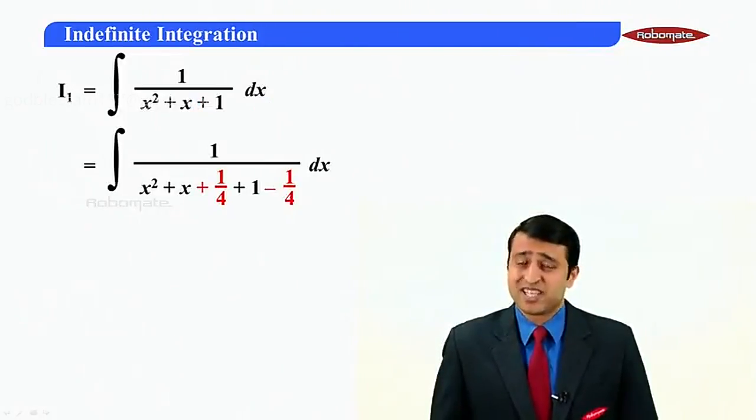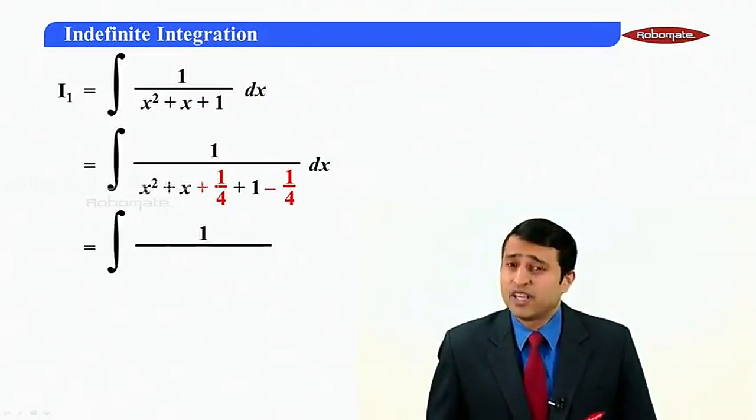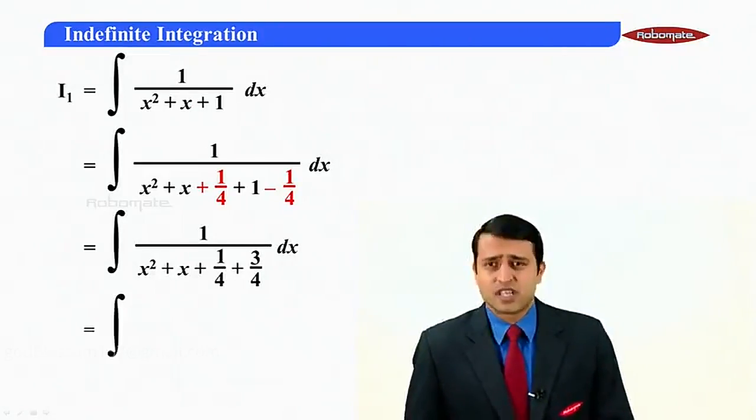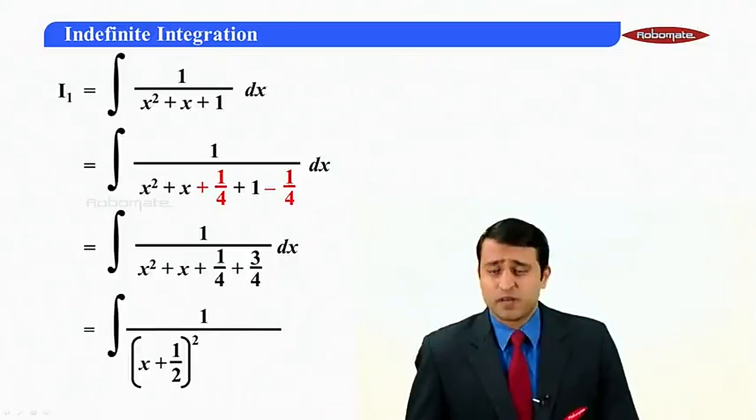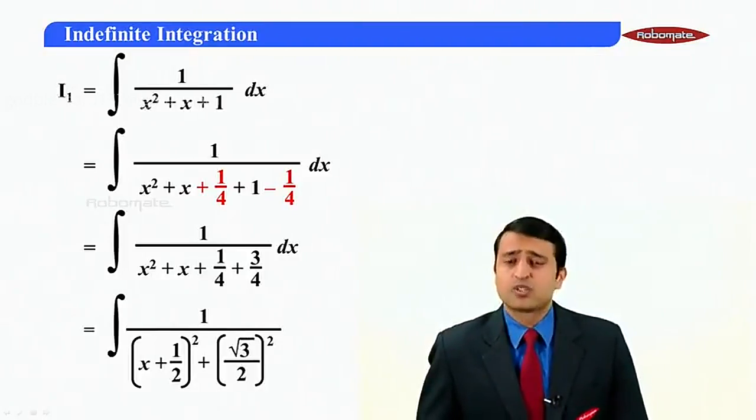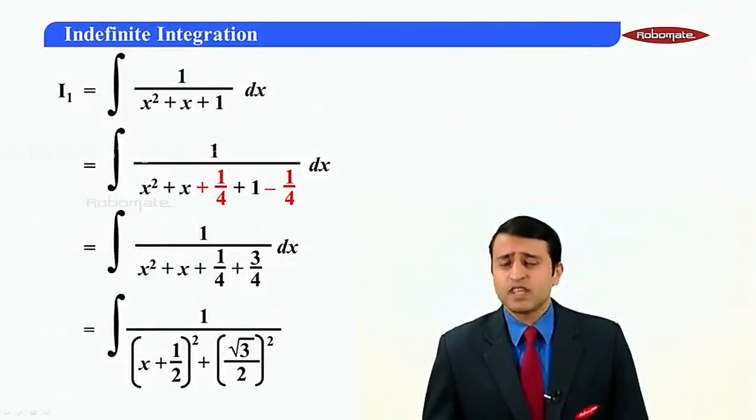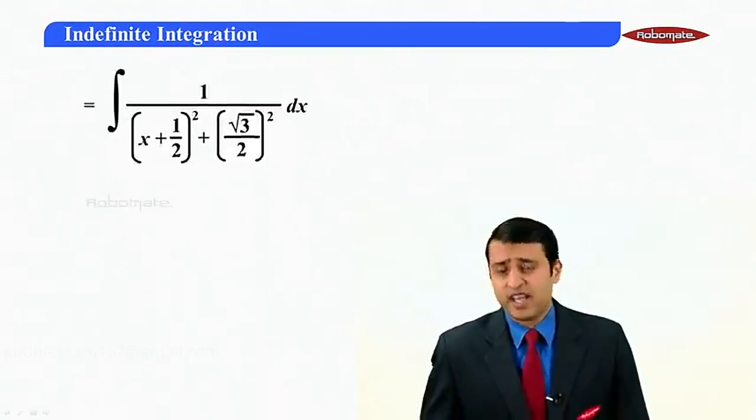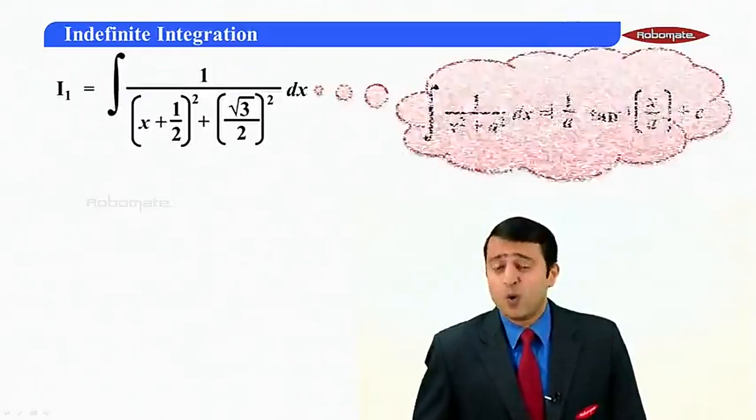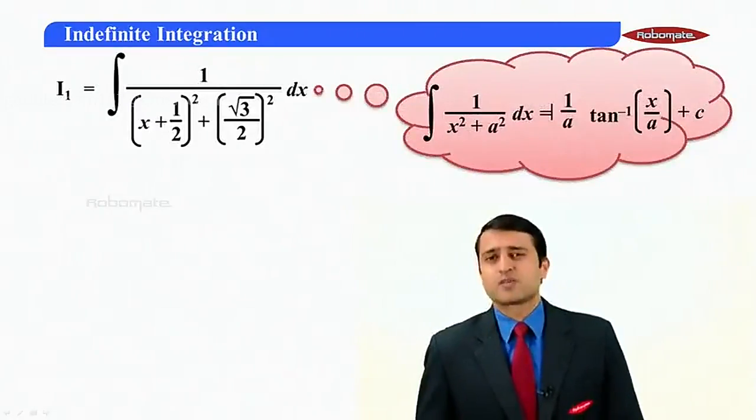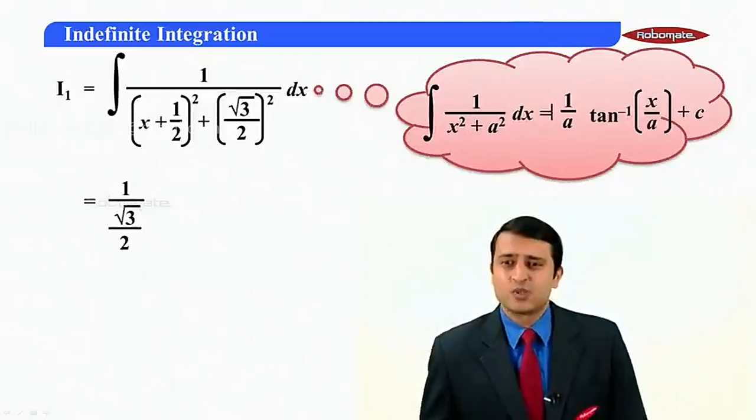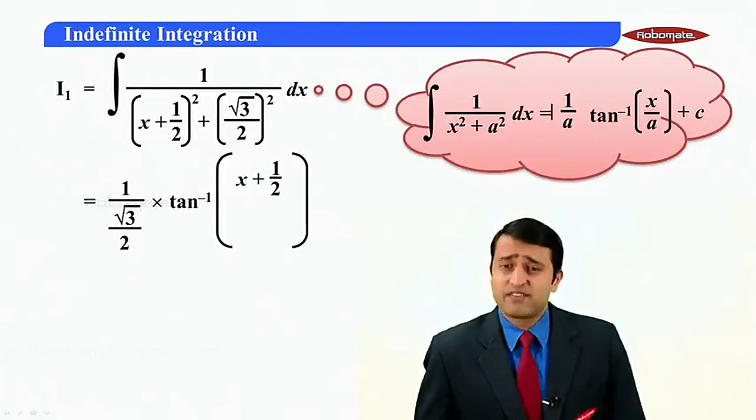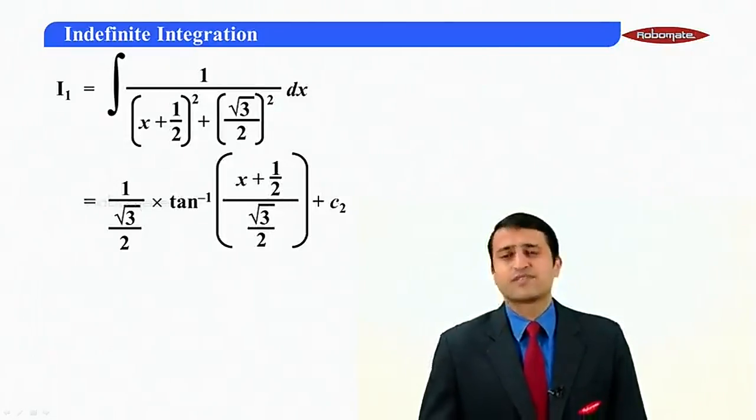So my dear students, in the next step we can write 1 upon x square plus x plus 1 by 4 plus 3 by 4 dx, which is nothing but 1 upon x plus 1 by 2 the whole square plus root 3 by 2 the whole square. Now, this particular integral, we'll just copy it for our reference. And now which formula is applicable? 1 upon x square plus a square. So 1 by a, so 1 by root 3 by 2, tan inverse of x plus half upon root 3 by 2 plus of c2.